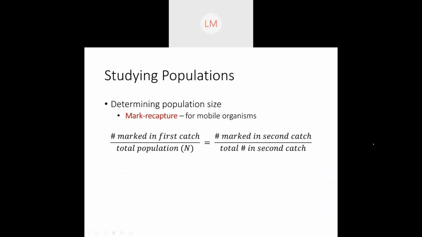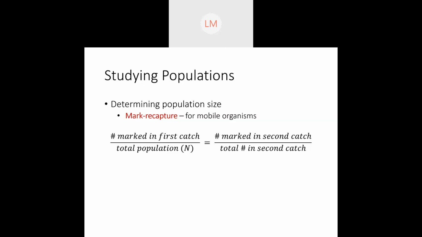So there's a little math involved in figuring out the total population when we're doing mark recapture. If we think about this as a proportion, the total number that we mark in the first catch is a certain number out of the total population. And then when we come back and do our second catch, what we're working off here is the idea that the proportion that are marked in the second catch is the same proportion as the number marked in the first catch out of the total population. So the number marked in the first catch divided by the total population is going to be equal to the number marked in the second catch divided by the total number in the second catch. How many of this second catch are marked?